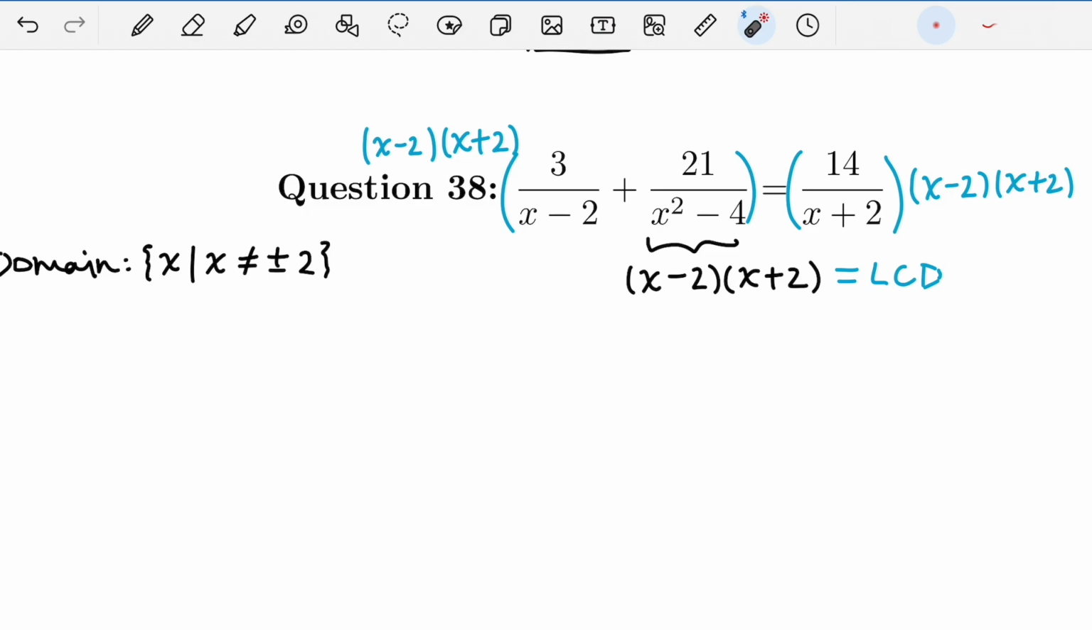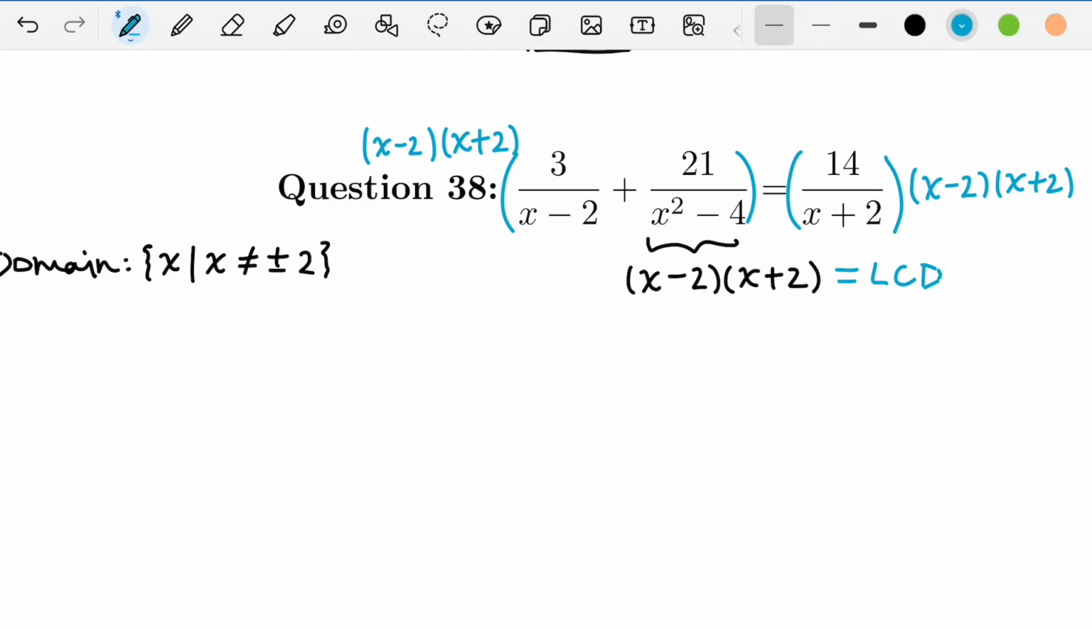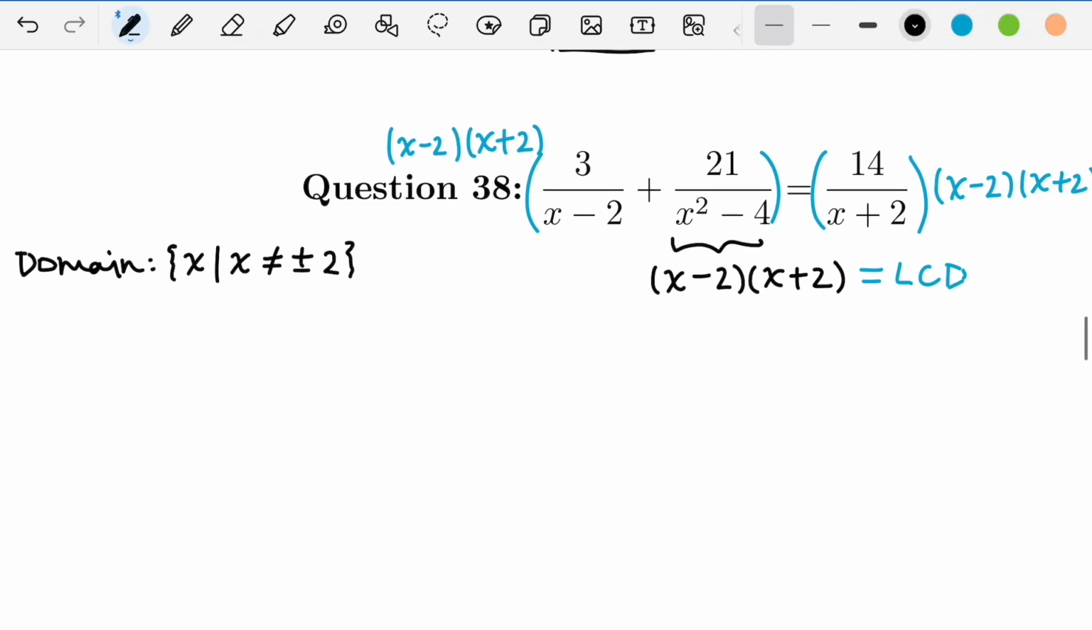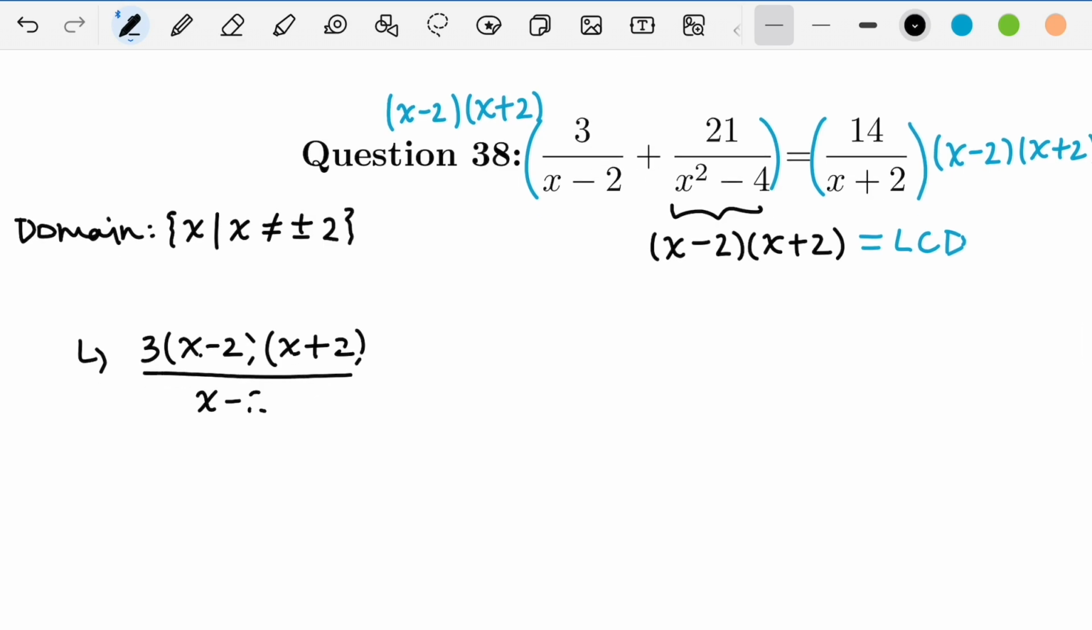So I'm just going to write down every single step here because it might get a little complicated. So we just want to keep track of everything. So 3 over x minus 2 is going to multiply our LCD. So this is our first term. Okay, then our second term, we're multiplying 21 over x squared minus 4 times the LCD.